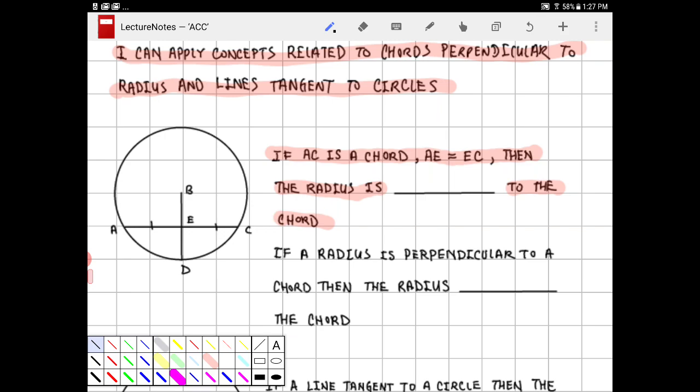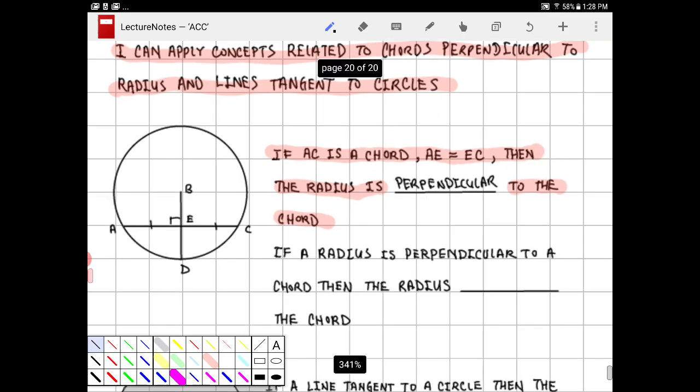And this is a really easy way for you to remember this fact, okay? If you're thinking that the radius and the chord are going to be perpendicular to one another, you're absolutely right. So let's write down perpendicular. So if a radius bisects a chord, then the chord and the radius are going to be perpendicular to one another, okay? Which is what this theorem here is saying. If AC is a chord where AE is equal to EC, then the radius is perpendicular to that chord. They are going to be perpendicular to one another.